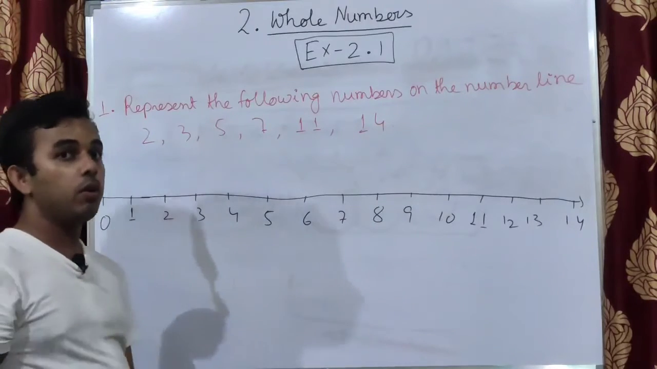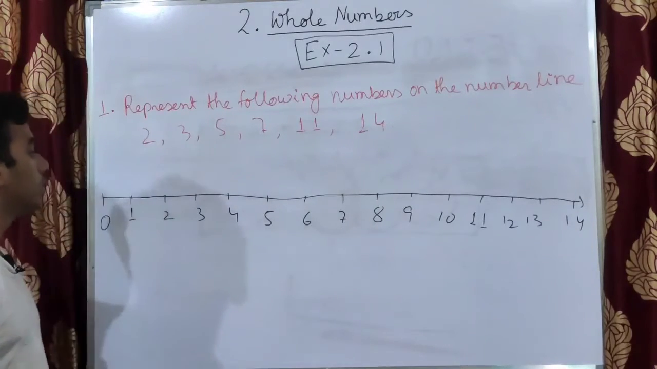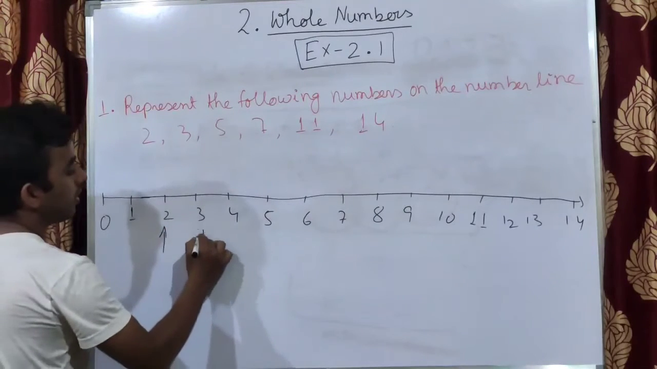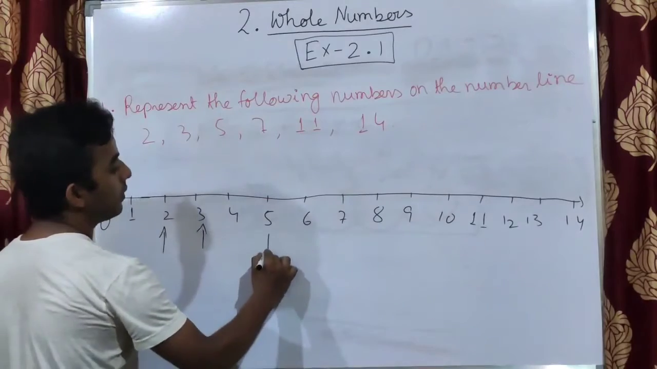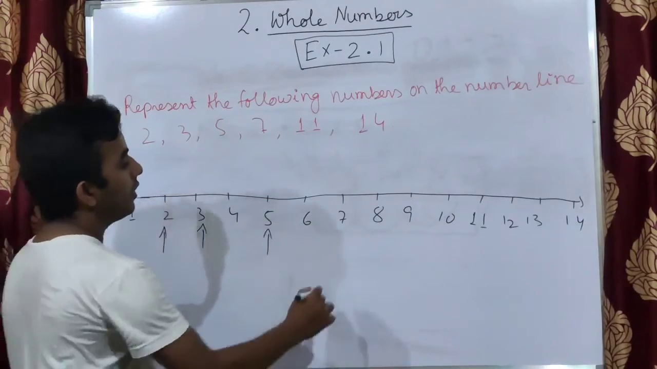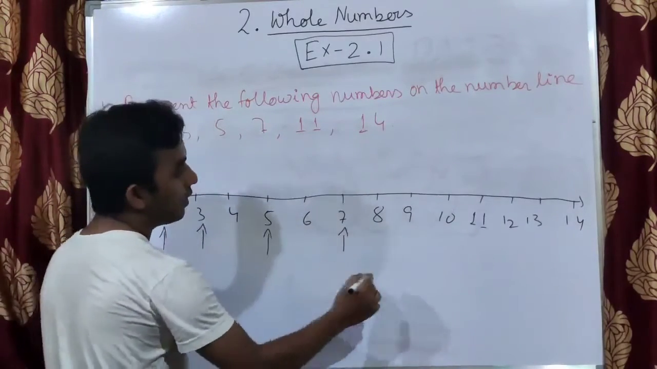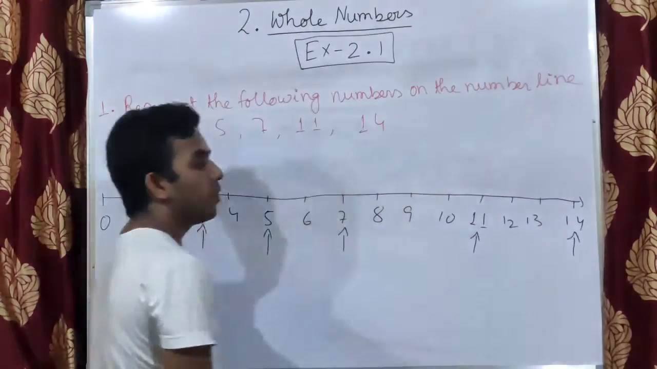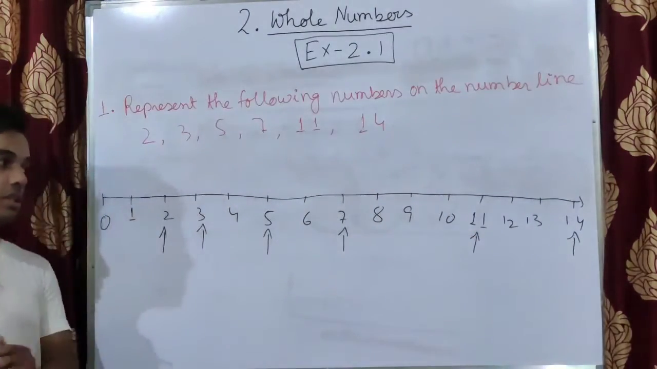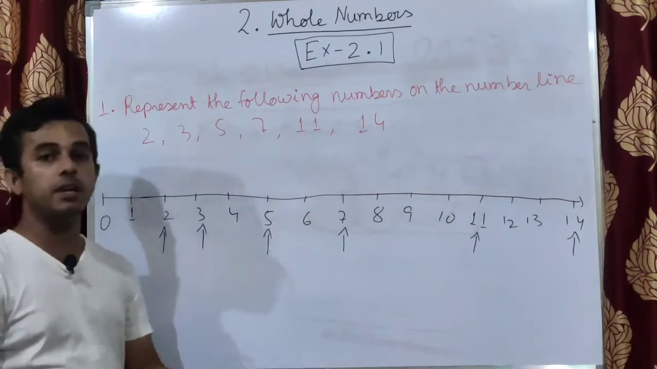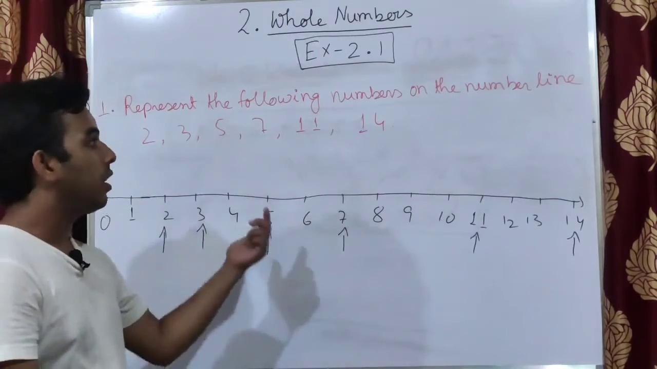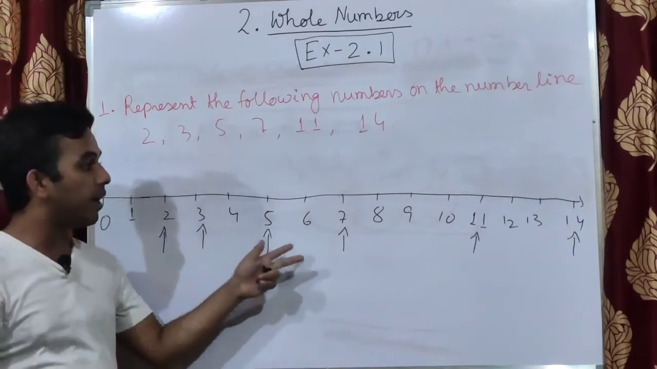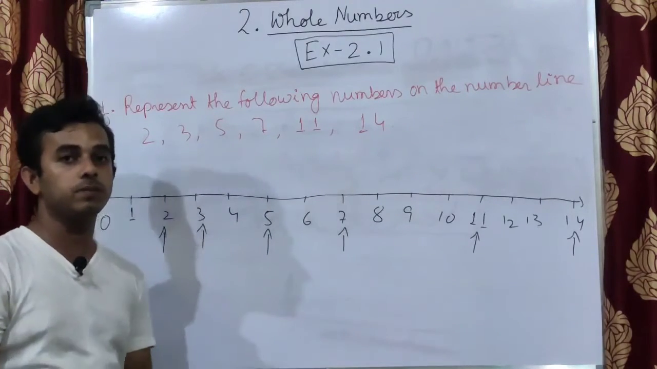So here we have to find out where is 2. There is 2, right? Next is what? 3. Next is what? 5. Next 7. Next 11, and the last is 14. This is very easy. You just have to draw a number line and give an arrowhead. So this is 2 on the number line, this 3, 5, 7, 11 and 14.